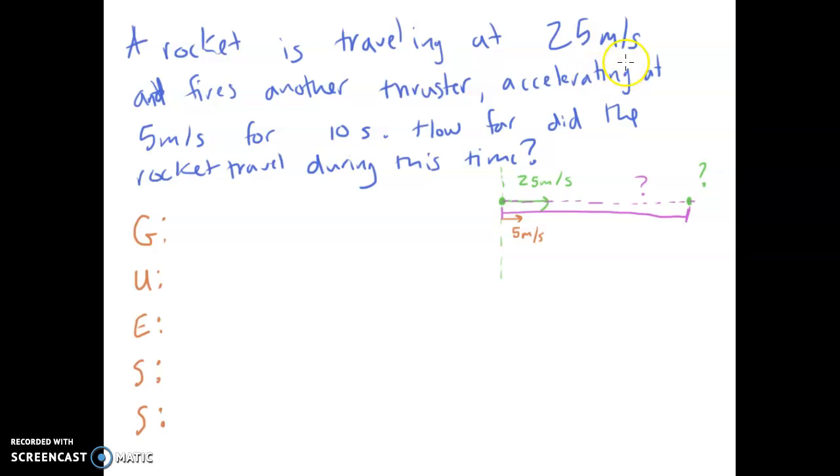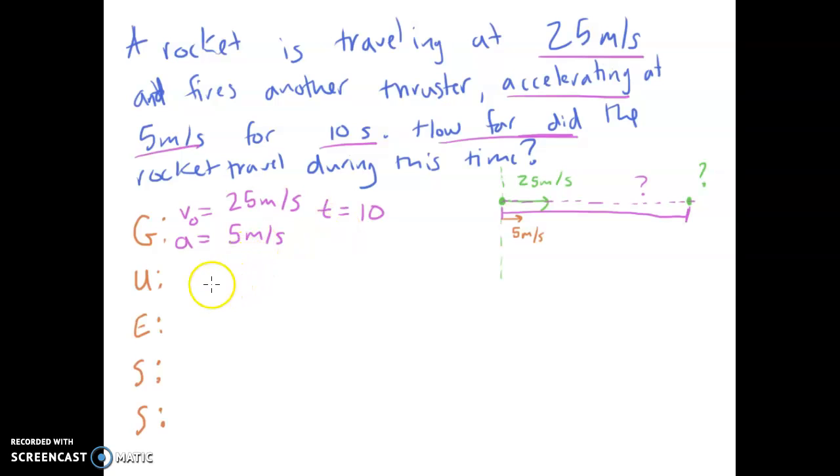Okay, so let's identify our givens. It's traveling at 25 meters per second, so that's our initial velocity. It's accelerating at 5 meters per second, so that's our acceleration. And it does so for 10 seconds, so that's our time. Okay. What is our unknown? We want to know how far the rocket traveled, so that is displacement.